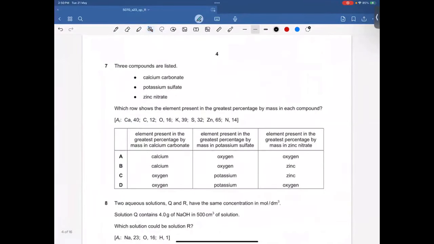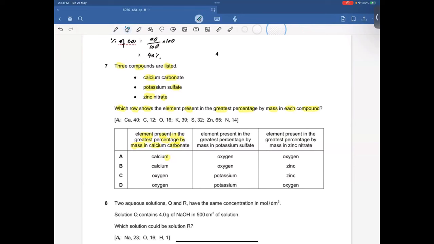Question number 7. 3 compounds are listed: calcium carbonate, potassium sulfate, zinc nitrate. Which row shows the element present in the greatest percentage by mass of each compound? Okay, by mass of each compound. So technically, element present in the greatest percentage by mass of calcium carbonate. This is calcium and oxygen. So first of all, I need to find out the percentage of calcium in calcium carbonate. So the Ar of calcium is 40, the Mr of calcium carbonate is 100, times 100. Okay. So it's going to be 40%, I believe, right? Let me check. Yeah, I believe 40 divided by 100.